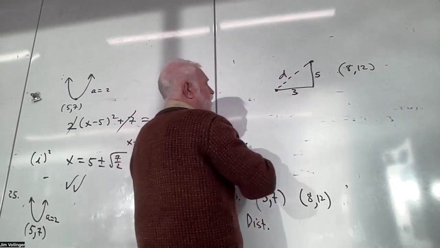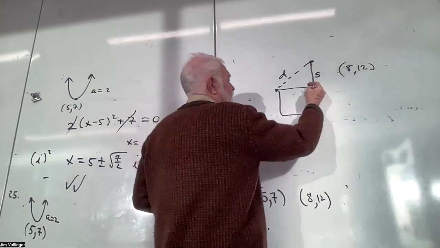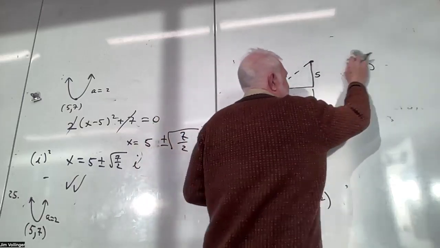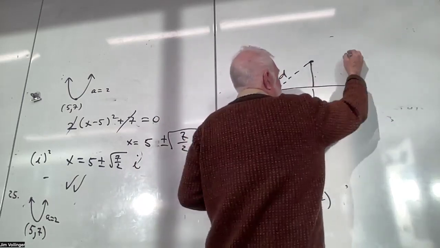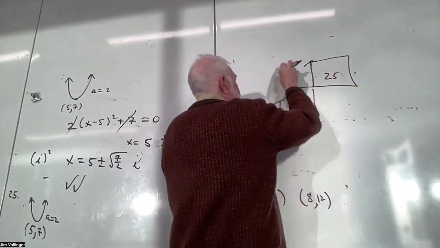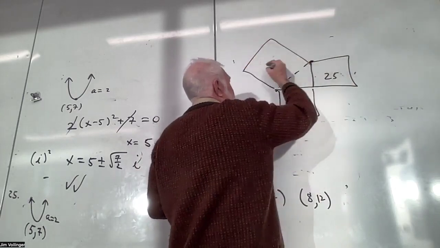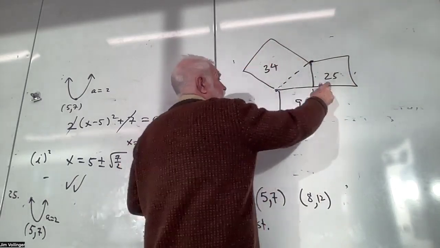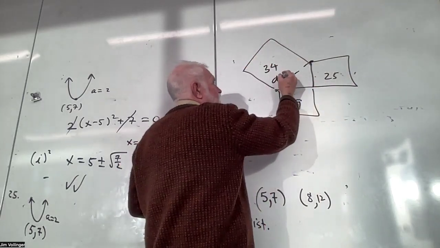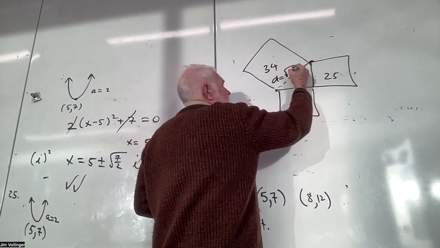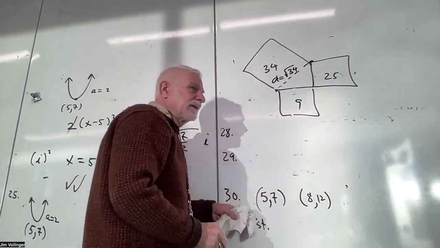Well, I got news for you. Have this in your mind's eye. I think these add up to that. So therefore, our distance here is the square root of 34. And that takes care of that.